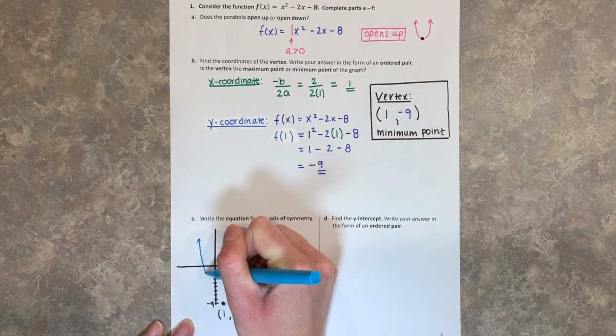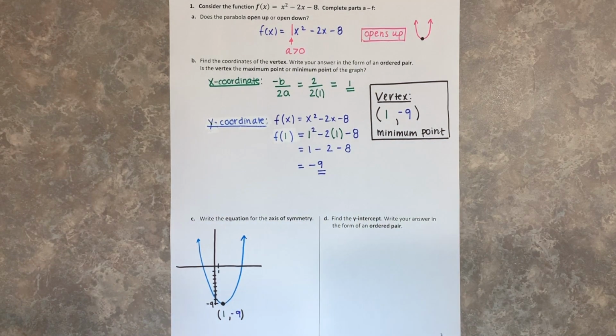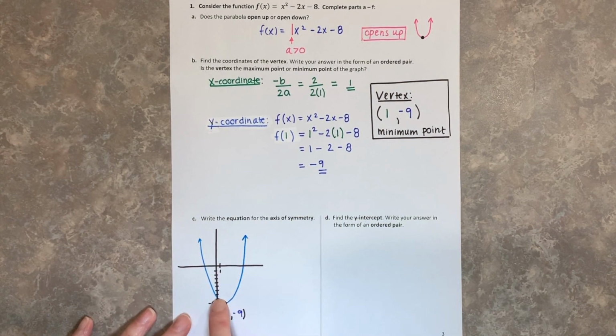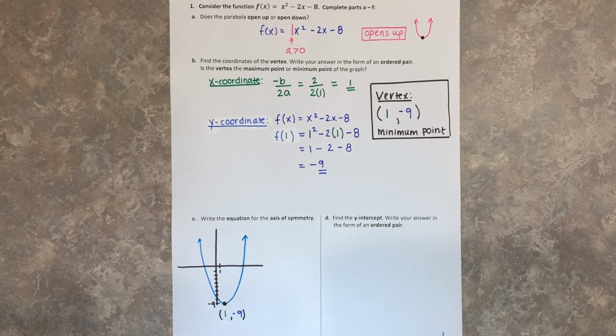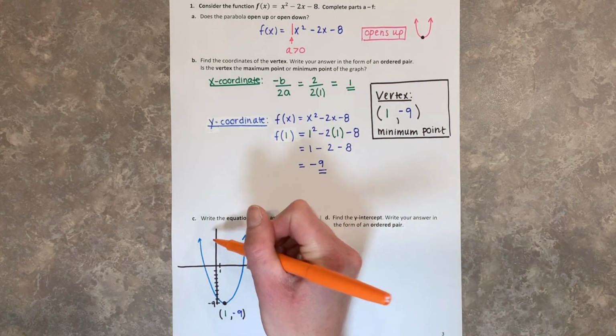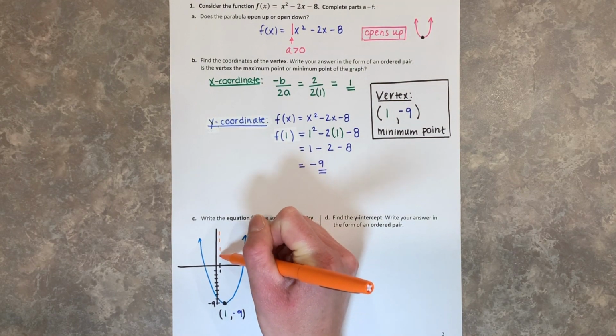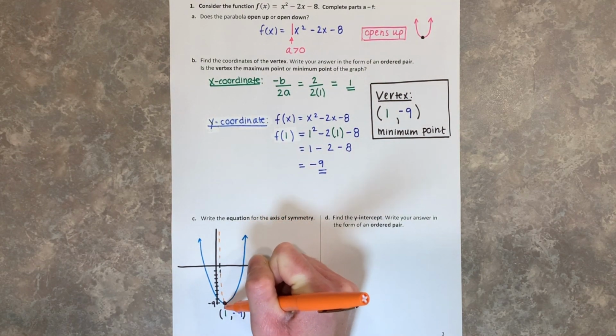So just a real rough sketch would look like this. And at this point, we don't know the x-intercepts or the y-intercepts, so I'm just drawing a real rough estimate of our sketch right now. Now the axis of symmetry is a vertical line that divides the parabola in half. As we said on the previous page, the axis of symmetry always runs through the vertex. So our axis of symmetry will look like this.